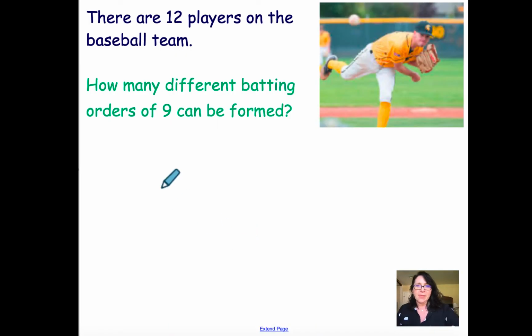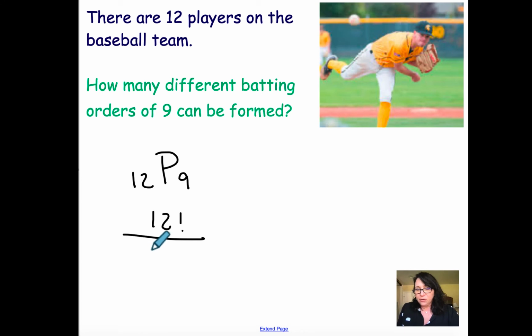Okay? All right. So here we go with how a permutation might be used. So there's 12 players on the baseball team. How many different batting orders can be formed with 9 people? So you've got 12 players, but we can only have 9 people on the batting list. So we have 12 kids to choose from, but we're only going to select 9 because order matters. And so that's going to be 12 factorial over (12 minus 9) factorial.